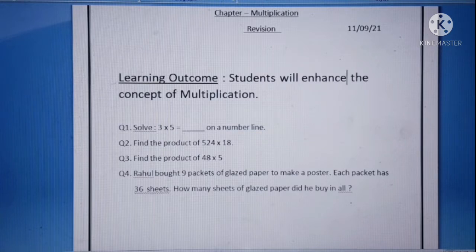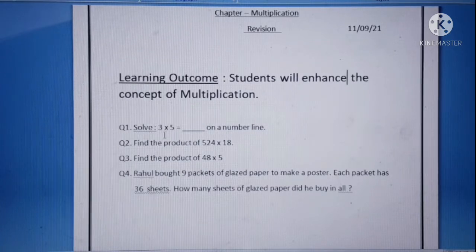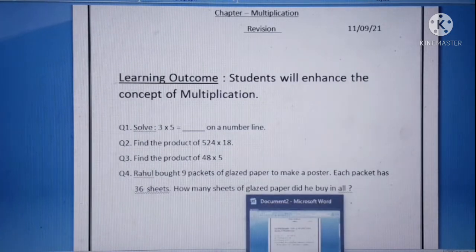Then in this chapter, children, we studied about the multiplication with regrouping, without regrouping, and we have also solved some of the word problems. Okay, so out of that, children, we are going to solve some of the questions in today's class. Let's start with our question number 1. 3 multiplied by 5 on a number line. So what will be the product? We are going to find the product on a number line. So let's start. You all know how to make a number line, right?